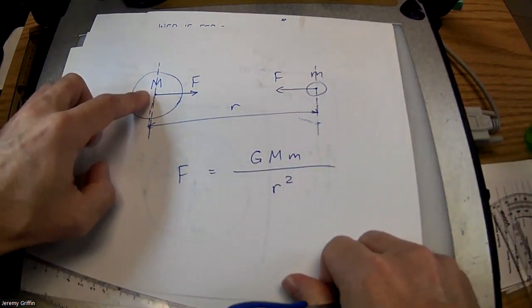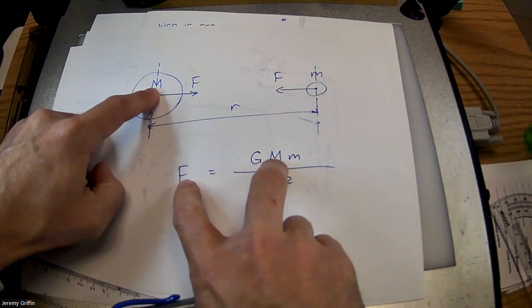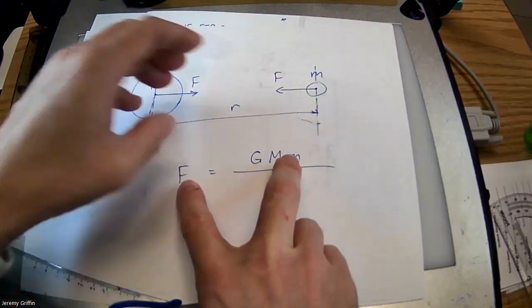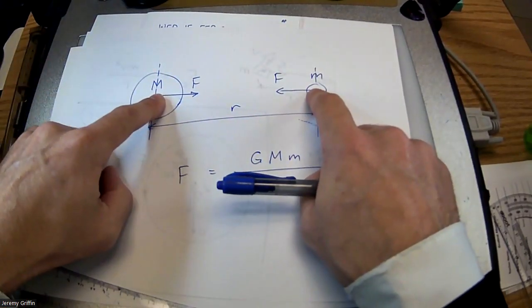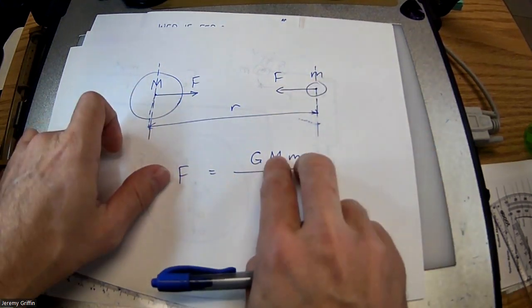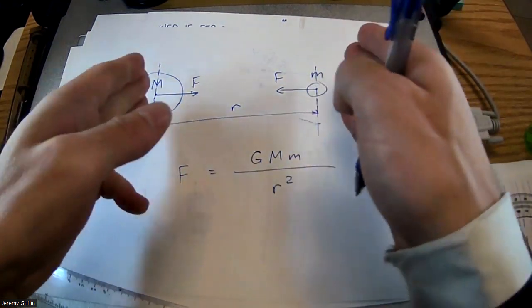So if you double this mass in isolation, you'd be doubling the gravity force, right? Or if you left that one alone and doubled this one, you'd be doubling the force. What if you double both masses? What happens to the force? It quadruples, because two times two is four.